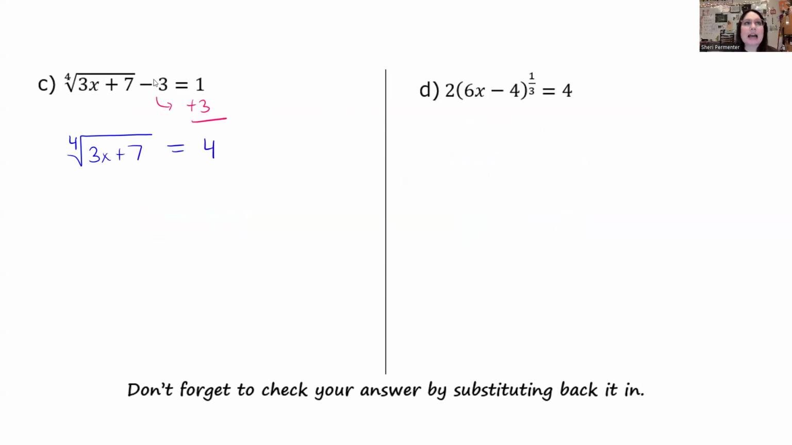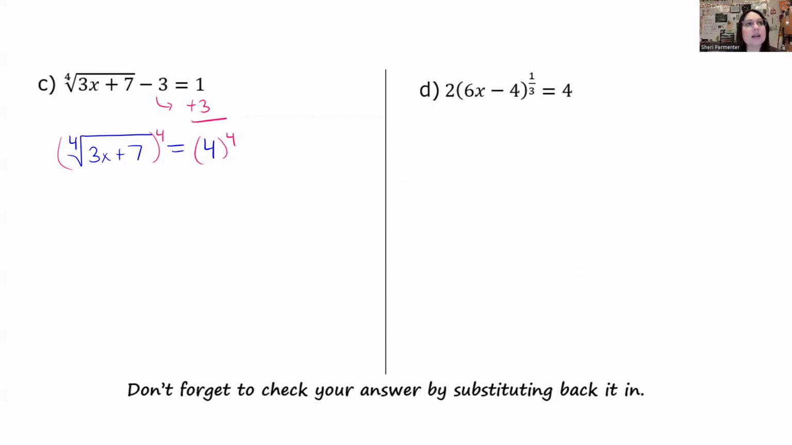So my first step was to add 3 to the other side. Now I can get rid of the fourth root. So to get rid of the fourth root, I have to raise both sides of the equation to the same power as the index. So I have to raise both sides to the fourth power.